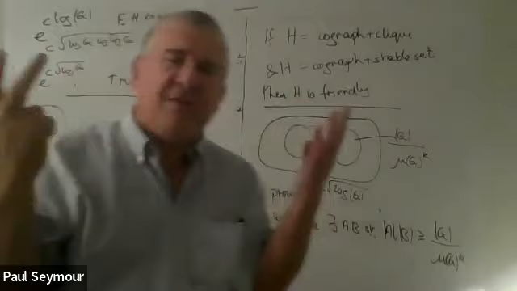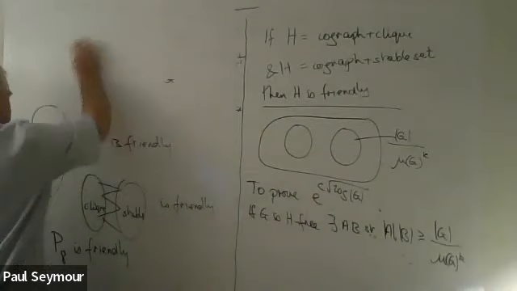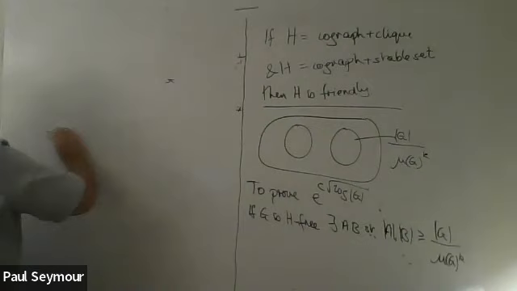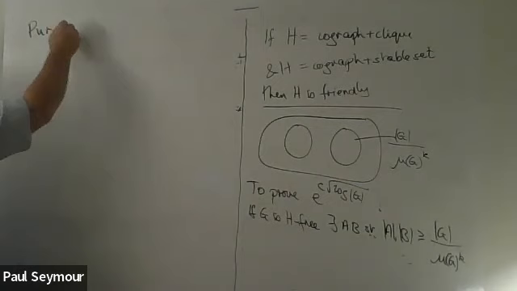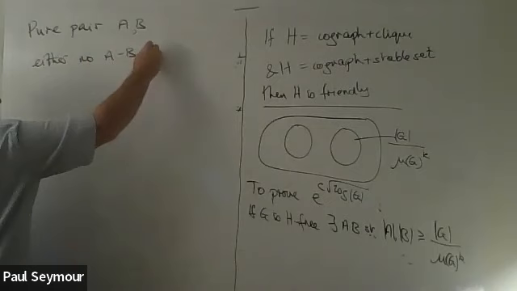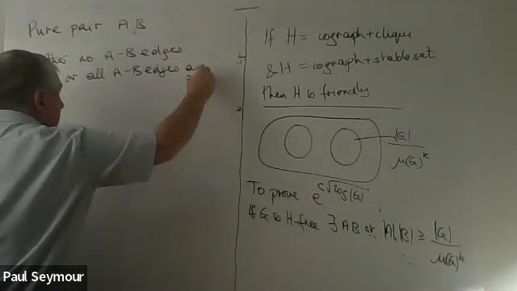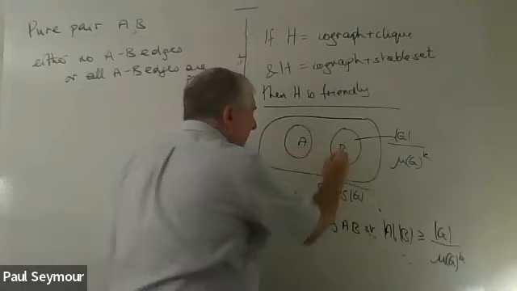A pure pair means a pair of sets either with no edges between them or all edges between them. So either with no A, B edges, or all possible A, B edges are present. So what you'd really like is if A and B makes a pure pair. Suppose that were true. They didn't really prove this, but suppose they did.